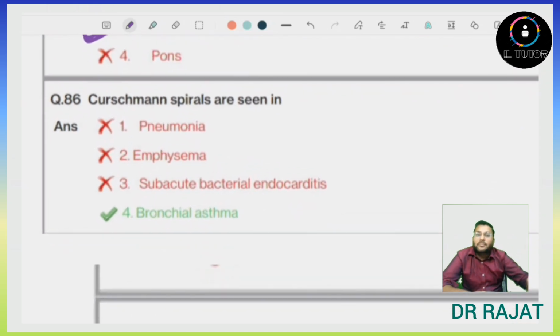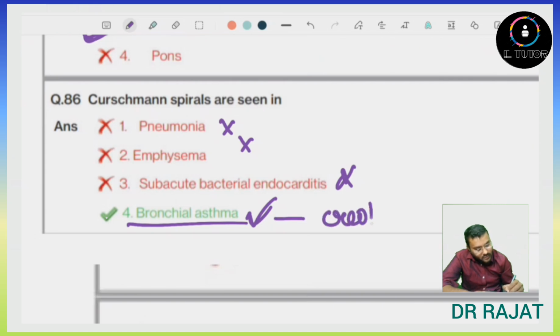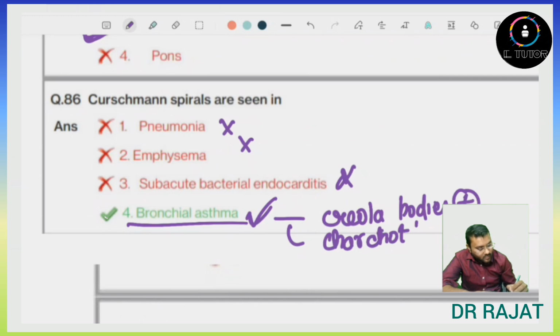Next question is, Curschmann spirals are seen in. So first is pneumonia, no. Emphysema, no. Subacute bacterial endocarditis, no. In this, vegetations are present. Bronchial asthma, this is true. So if we talk about bronchial asthma, then Creola bodies are also there, and Charcot-Leyden crystals, and of course the Curschmann spirals. So the 3 C findings are there.